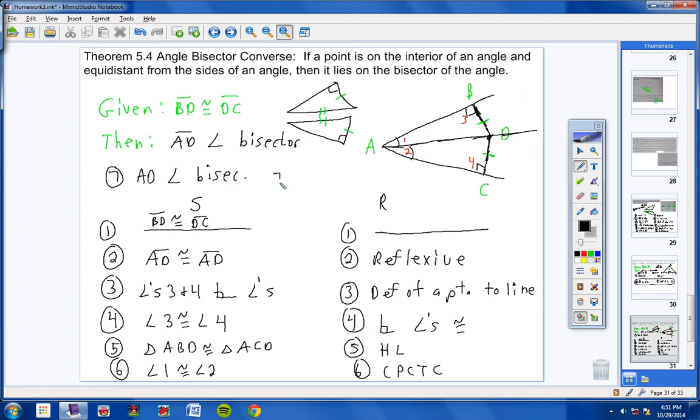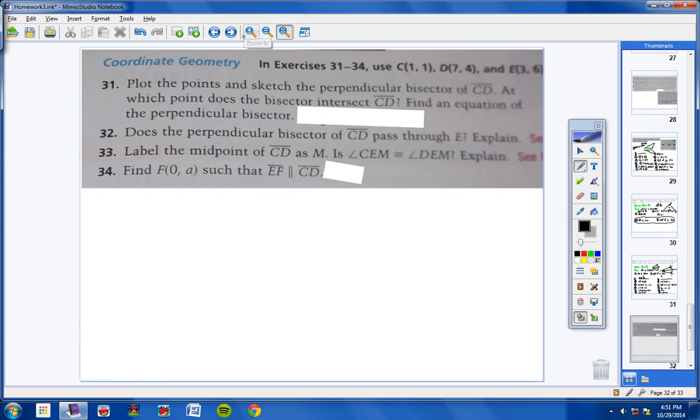Okay? By definition of an angle bisector. Okay? So there we go. Again, not a super easy proof, but that is how you would do that, okay? All right, moving on to numbers 31 through 34.